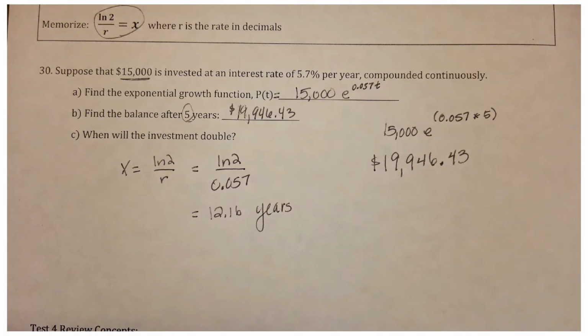So to give you an example, if I started out in the year 2010 and wanted to know the year that my money would double, I would take 2010, add 12, and I would get 2022. That would be the year my money doubled. So that's an example of what it would look like if years are involved, if the actual year is involved. So that was compounded continuously and doubling time.